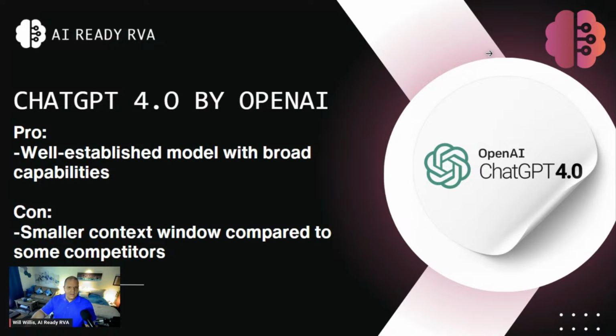So it can do multiple things, whether it's looking at an image, extrapolating what that image is. It is also able to take the text or a document and translate that document, or you can carry on a simple conversation with it. Pros to ChatGPT 4 by OpenAI is it's a well-established model with broad capabilities. So this is kind of like your general purpose AI. You're able to do a lot of different things with it, and you're able to really easily engage.